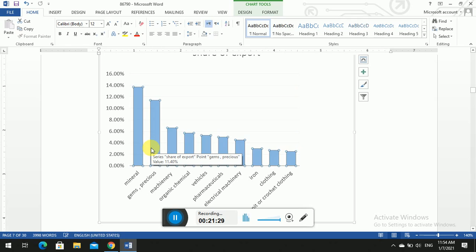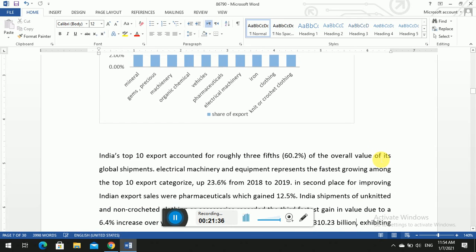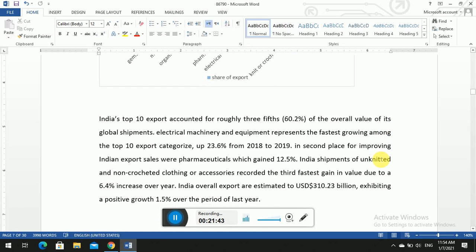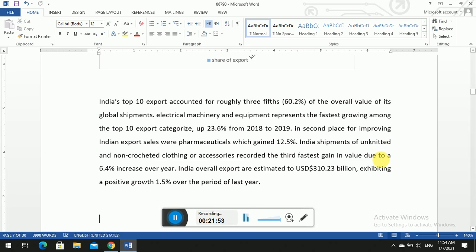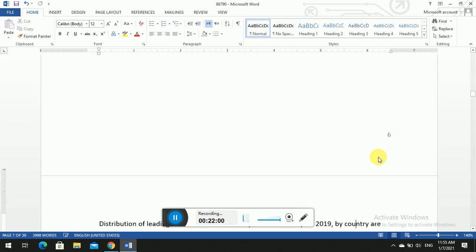That's a graph which you can see. These are just by graph. You can see that's the percentage. India's top 10 exports account for roughly three-fifths of the overall value of its global shipments. Electrical machinery and equipment represent the fastest growing among the top 10 export categories, up 23.6% from 2018 to 2019. The second place for improving India's export sales was pharmaceuticals, which gained 2.6%. So we have discussed all these points.